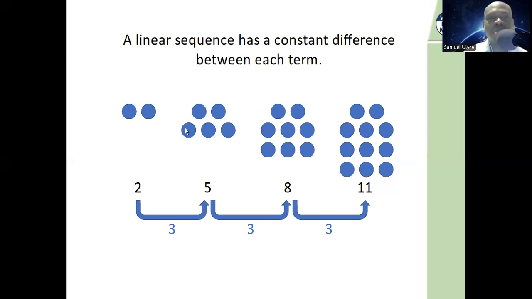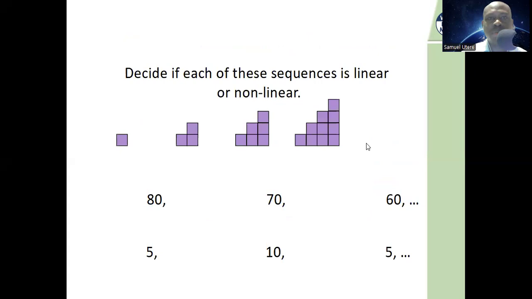So the difference between the first term and the second term is 3. Difference between the second term and the third term is 3. Difference between the third term and the fourth term is 3. So we say the sequence is linear.